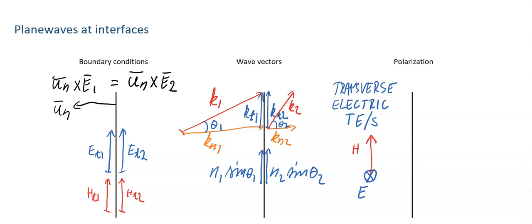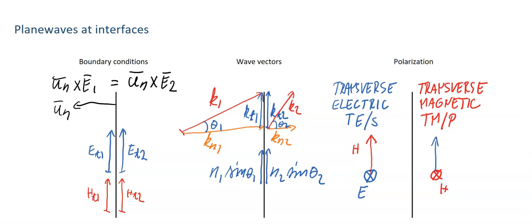The other polarization is the transverse magnetic, TM, or P polarization. In this case, the magnetic field is perpendicular to the plane and the electric field is on plane. Basically, all the other polarizations can be defined by linear combinations of these two polarizations. We shall see that the reflection and transmission properties depend strongly on polarization of the plane wave.